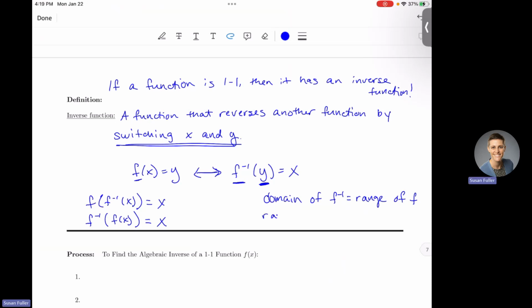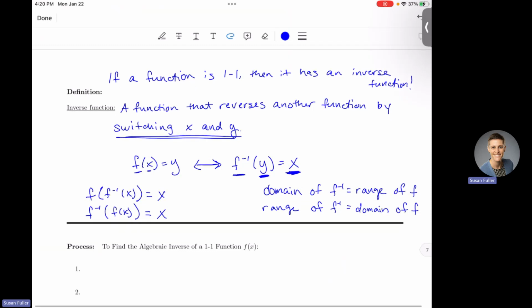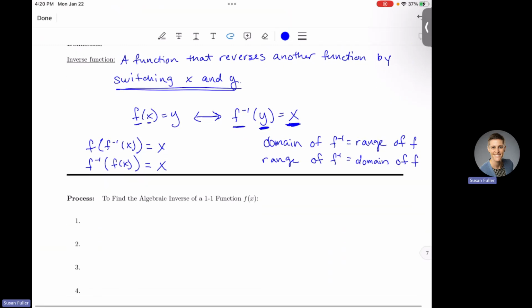And similarly, the range of my inverse function, the things that come out of my inverse function, well, those were x values that went into my original function. That means the things that come out of my inverse, my range, is equal to the domain, the things that went in to our original. So x and y switch, and so do the domain and the range. Okay, so that's really what an inverse function is, and some facts that you'll need about those.